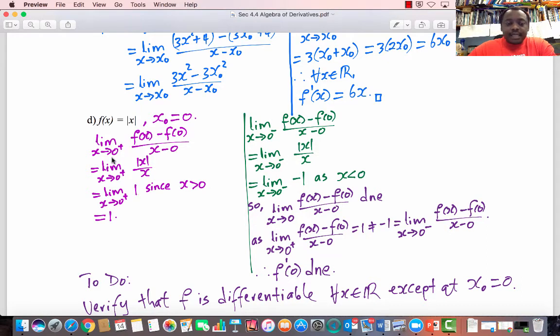The right-hand limit equals 1. And what does that mean? It means the limit as x approaches 0 of f of x minus f of x naught divided by x minus x naught does not exist. So we have seen an example of a function that is continuous, but it is not differentiable.